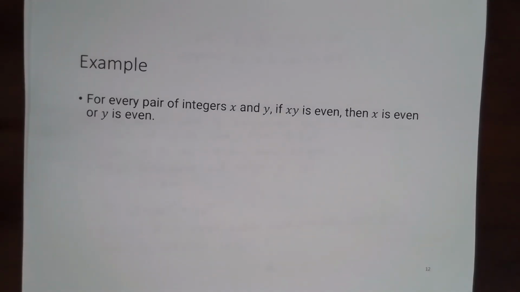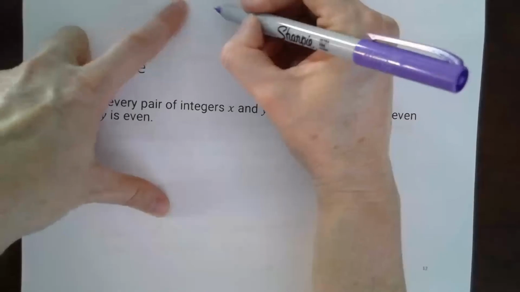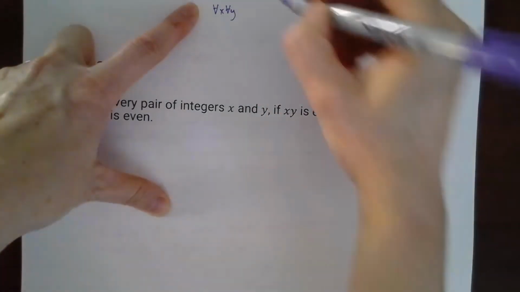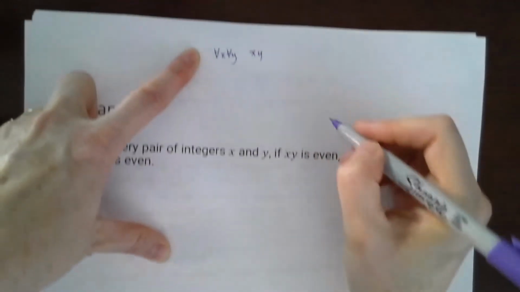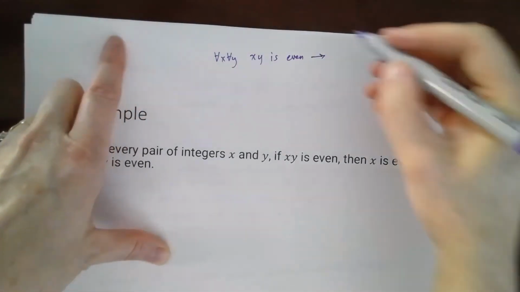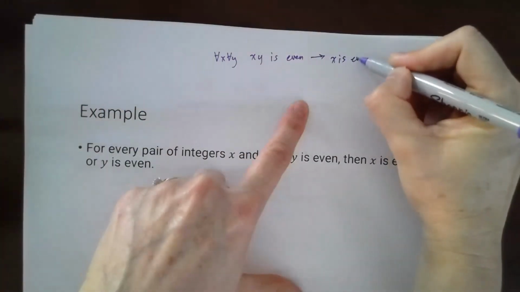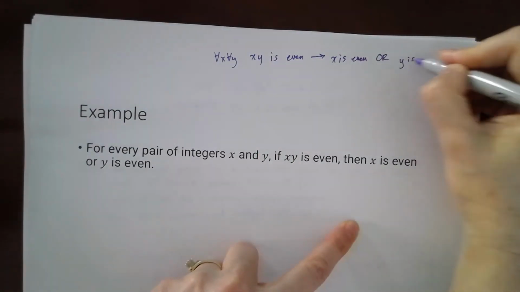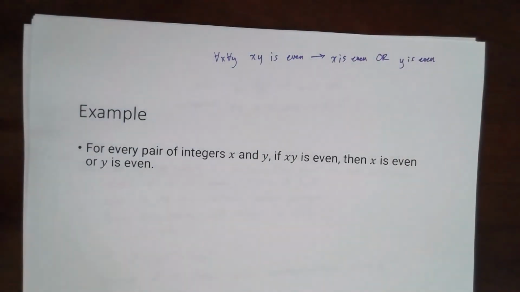So this one: for every pair of integers x and y, if the product x times y is even, then x is even or y is even. Okay, so this is for all x and for all y. If xy is even, then x is even or y is even. So that's the original statement.